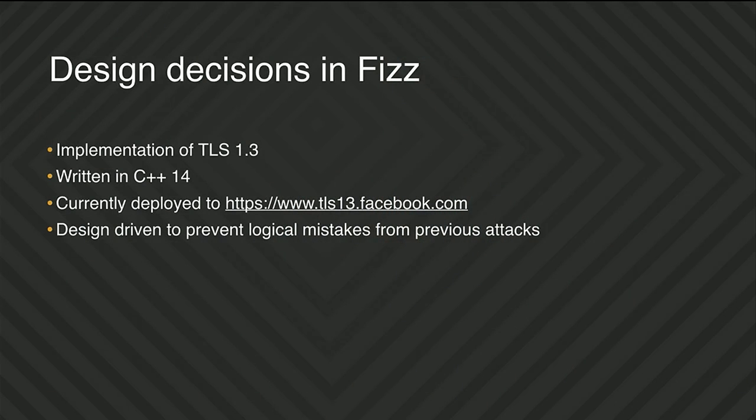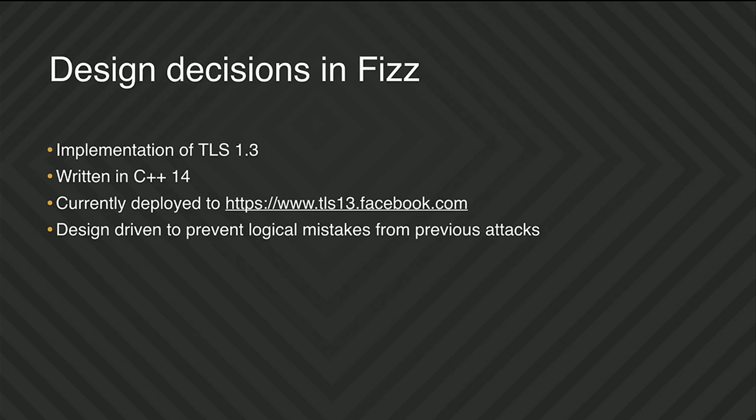So Fizz is an implementation of TLS 1.3. It's written in C++14, so it heavily uses smart pointers and unique pointers to prevent memory bugs in the implementation. So that prevents use after free, memory leaks, all the good stuff. We've actually currently deployed it to a VIP at www.tls13.facebook.com. So you can go access it from any TLS 1.3 capable browser, for instance Chrome or Firefox, and give us any feedback that you have about it.